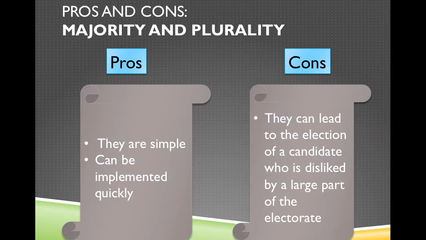The cons, though, is that they can lead to an election of a candidate who is disliked by a large part of the electorate, meaning, for example, it could be very tight and the person who wins might only win by 1 or 2 votes, but there are always going to be some voters who are not really happy, right? So I feel like that's one of the major cons of all of them across the board. But I feel like this is the only con for majority and plurality. So you just need to keep in mind the satisfied and dissatisfied voters.